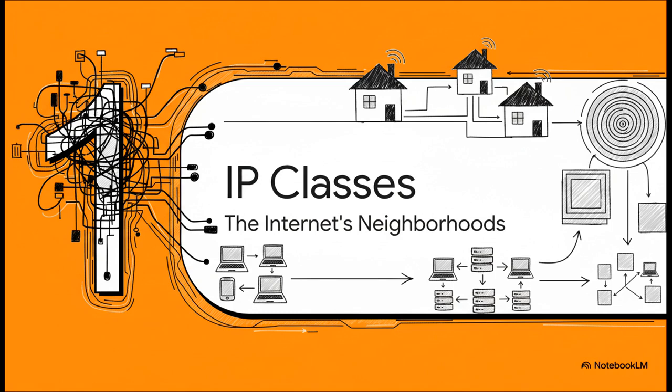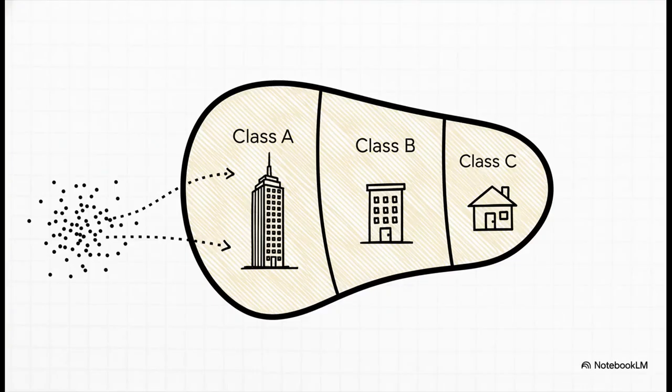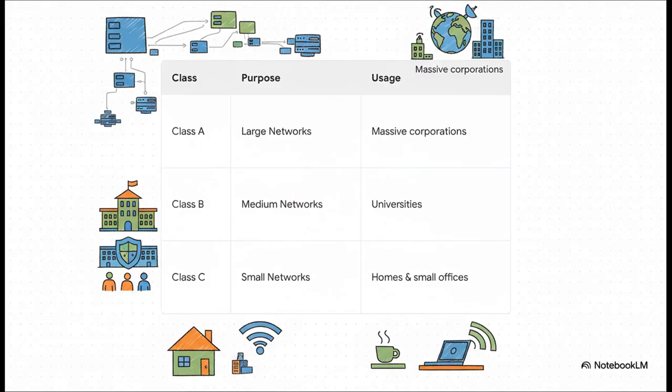Okay, so if every single device in the world needs a unique address, how do you organize literally billions of them without it just becoming total chaos? Well, the first big idea was to create what you can think of as digital neighborhoods. These are officially known as IP classes. The folks who first designed the internet knew it was going to get big, so they pre-sorted the entire pool of available addresses into different sized blocks. This was a really smart way to bring some order to the madness and organize the internet into networks of all different sizes.